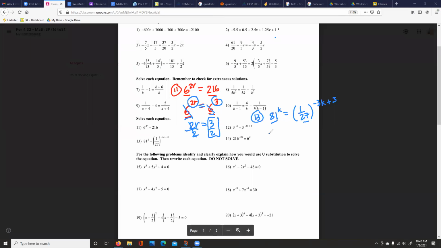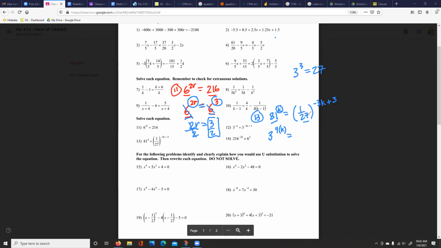81 is actually 3 to the... I think 9 times 9, right? 81 is 9 times 9. Well, 9 is 3 squared. So 81 is also 3 to the 4th, because 9 squared is the same thing as 3 to the 4th. But then I'm going to put times k right here, because there's a k right there. So 81 is 3 to the 4th times k. 27 is 3 to the 3rd, right?